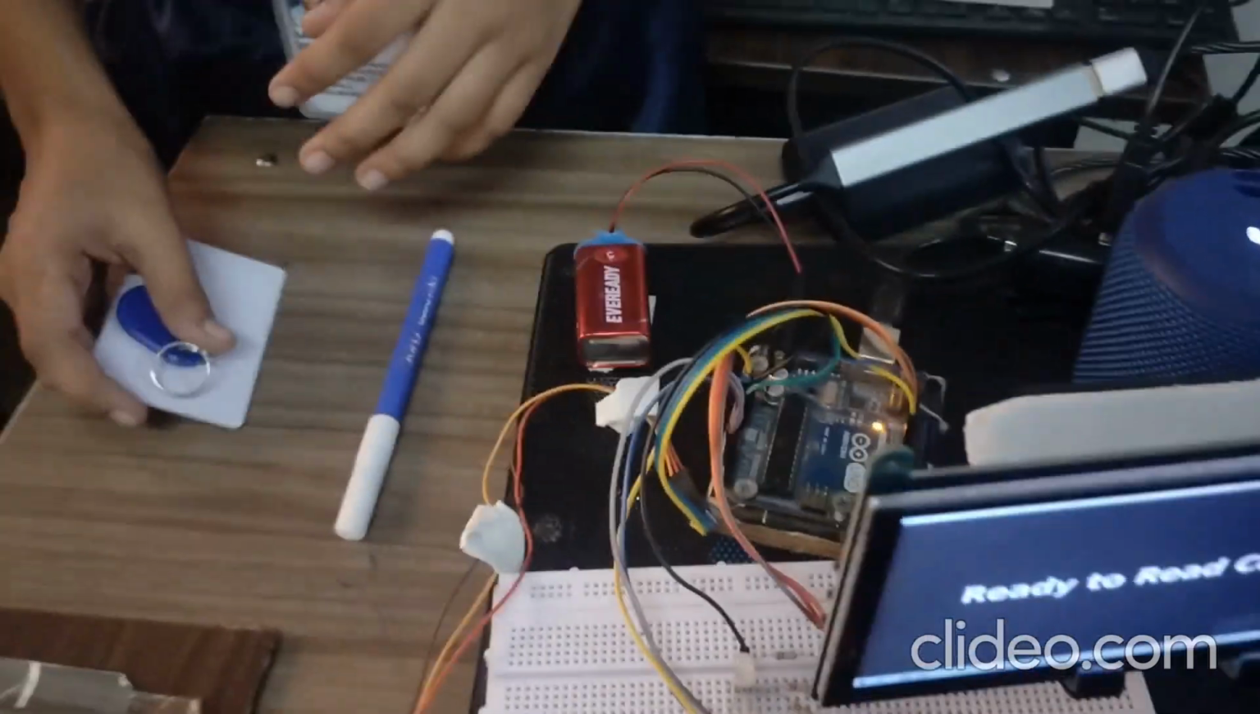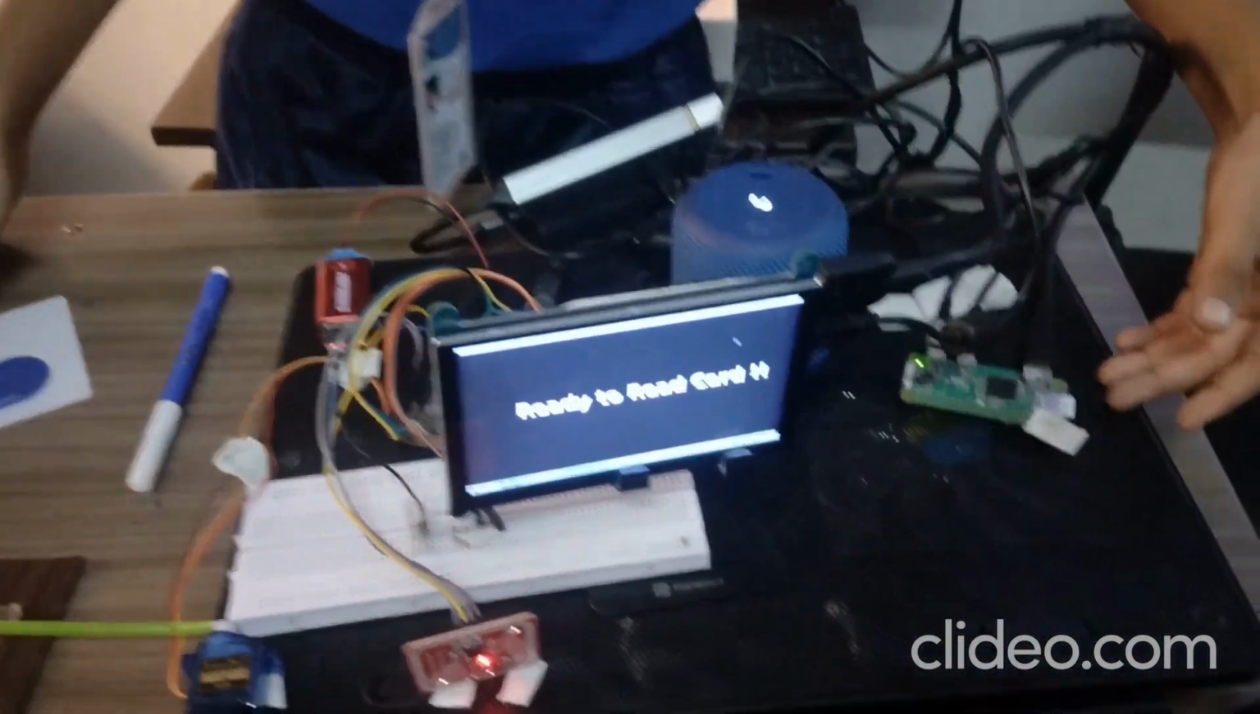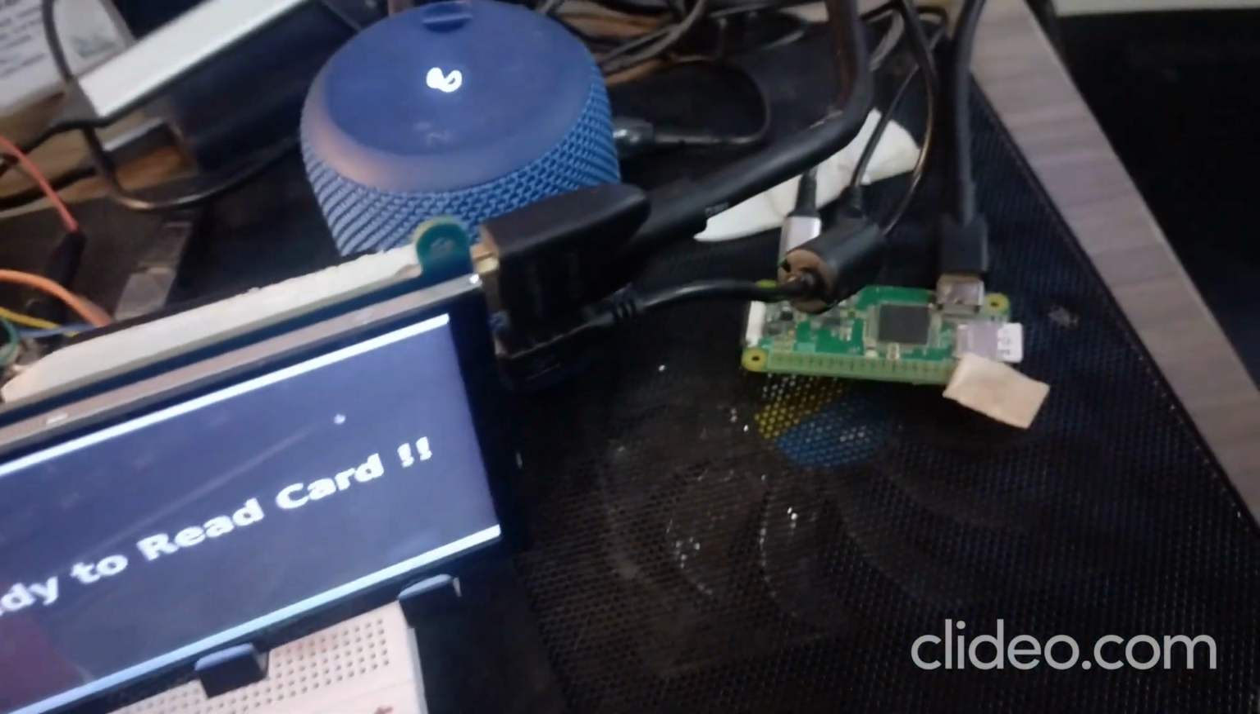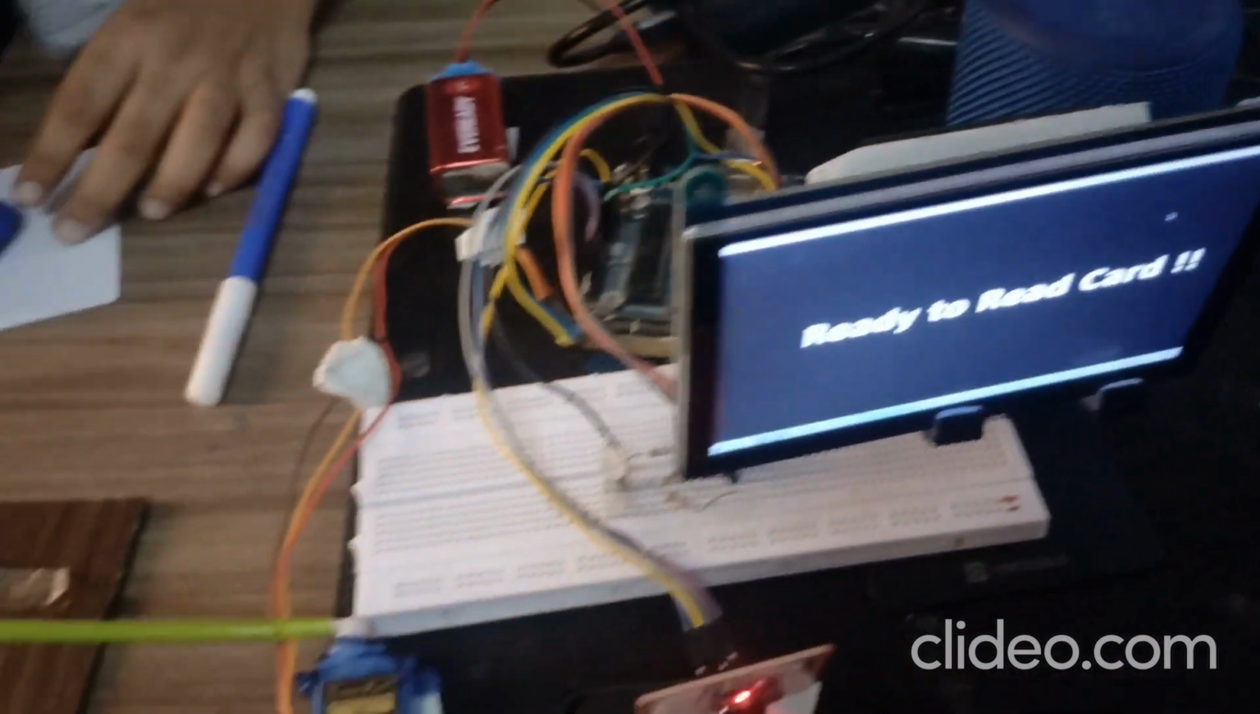Arduino Uno is the brain of here. There are many like Arduino Mega, etc. This Arduino Uno is connected to the Raspberry Pi. Raspberry Pi is smaller than your credit card.